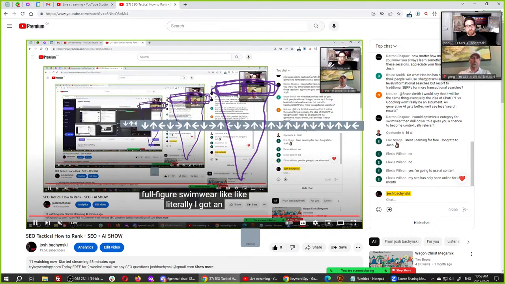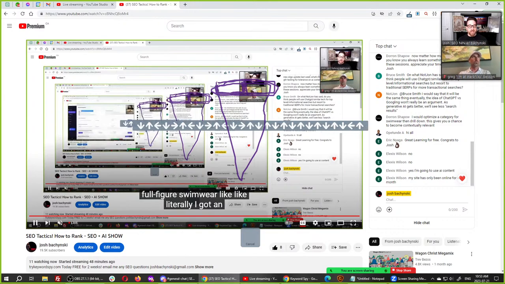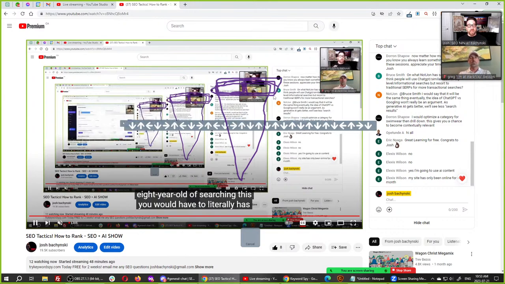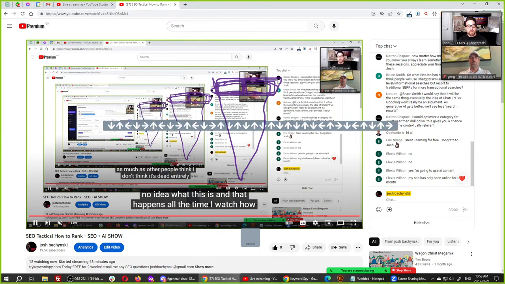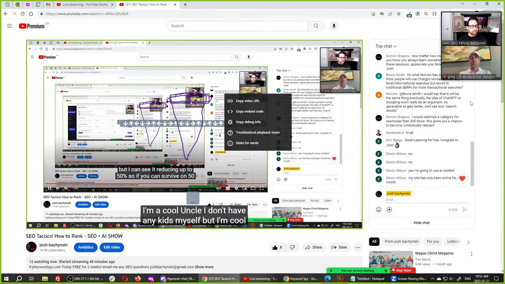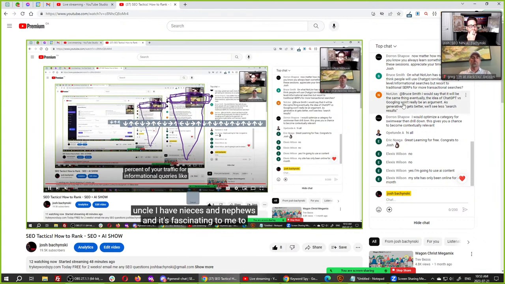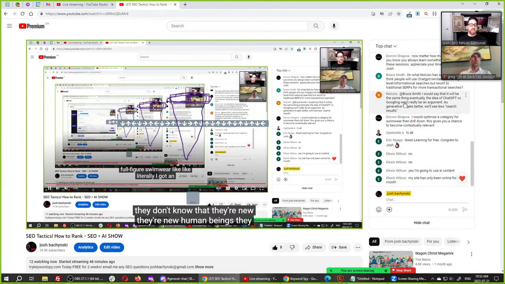So yes, I think it will take up to possibly 50% of the very top of the sales funnel. It could, but not all of it. Not John says, back to Bruce Smith, I would say that it will be the same thing eventually. The idea of ChatGPT versus Googling won't really be an argument. As generative AI gets better, we'll see less search results. That's quite possibly the case. Moving forward, we'll have to see.